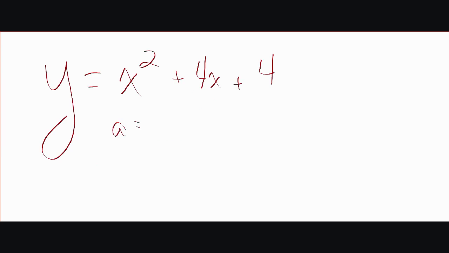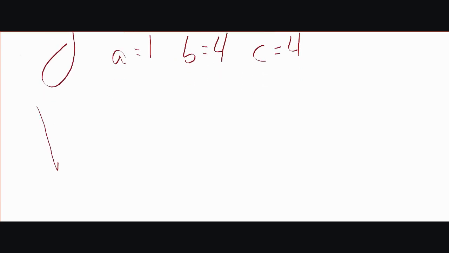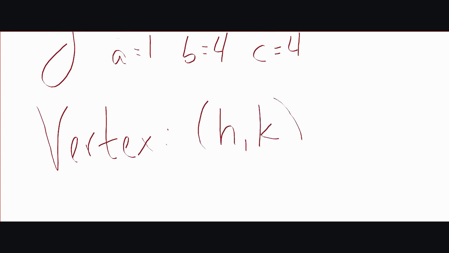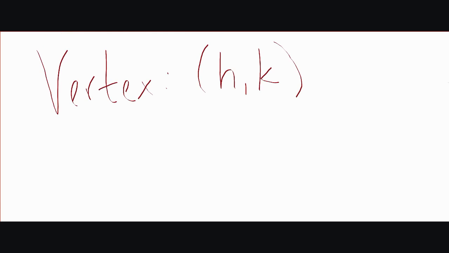We have a is equal to 1, b is equal to 4, and c is equal to 4 as well. The vertex, how do we find it? The vertex is given to us by the following point, h, comma, k. H is just a specific x value, and k is just the y value that we get when we plug in our x value of h. So how do we find these h and k values?